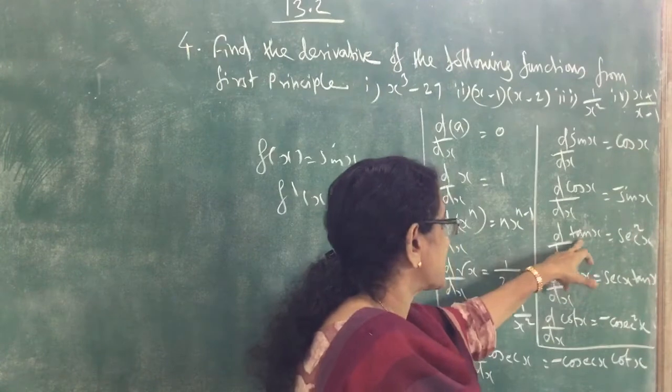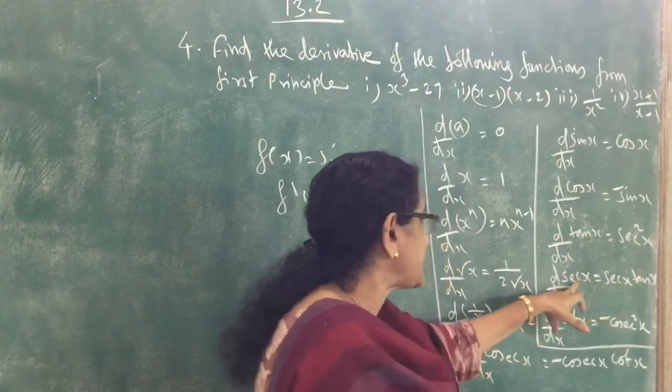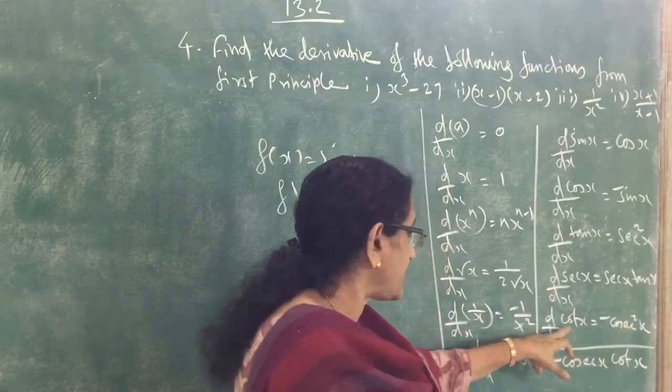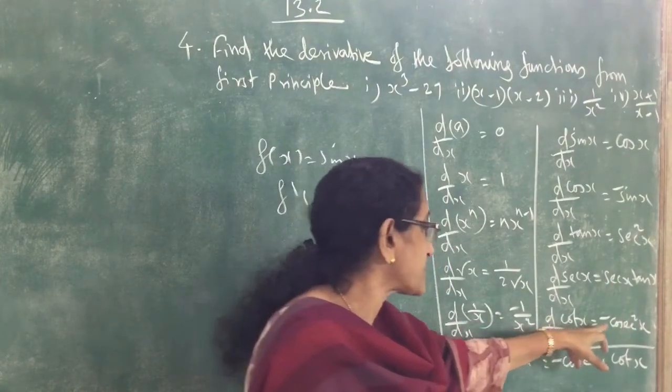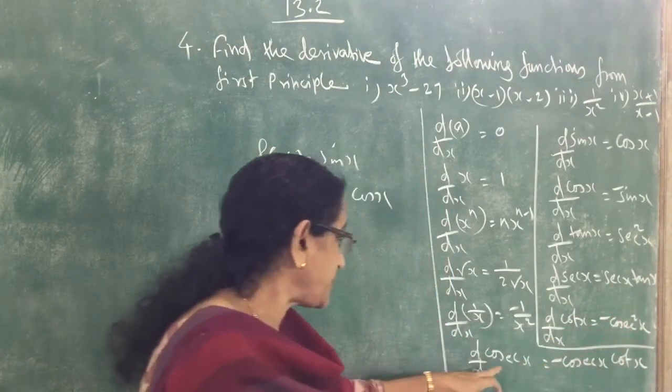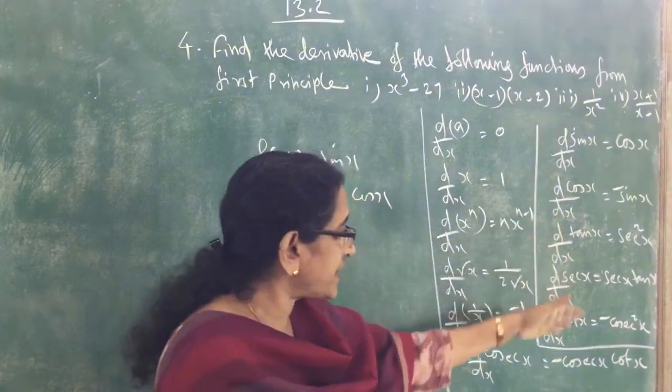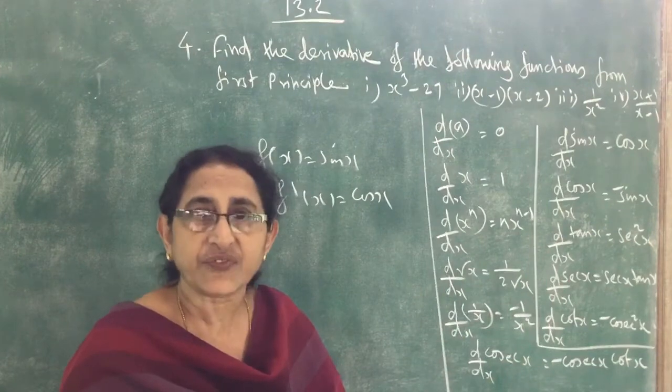Derivative of tan x is sec square x. Derivative of sec x is sec x into tan x. And derivative of cot x is minus cosec square x. Derivative of cosec x is minus cosec x cot x. So we have to study the derivatives of these functions by heart.